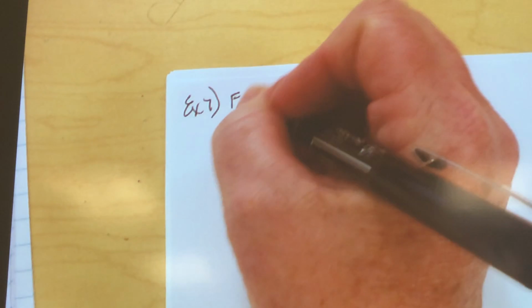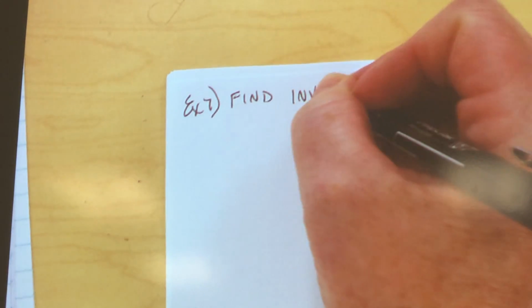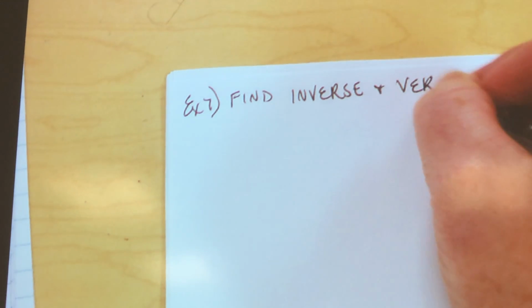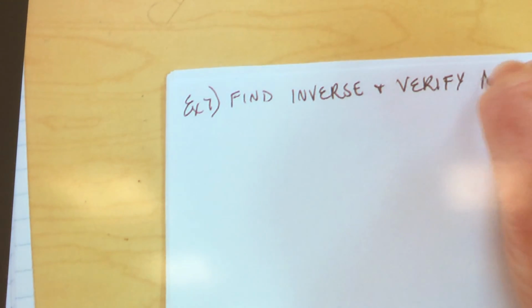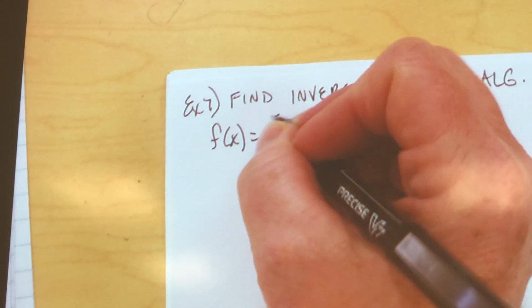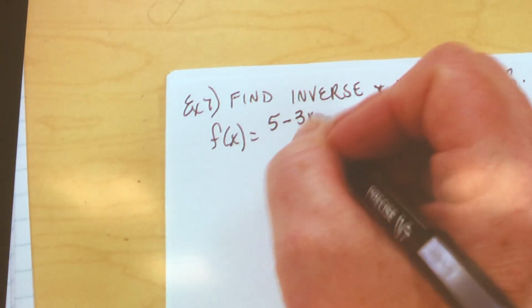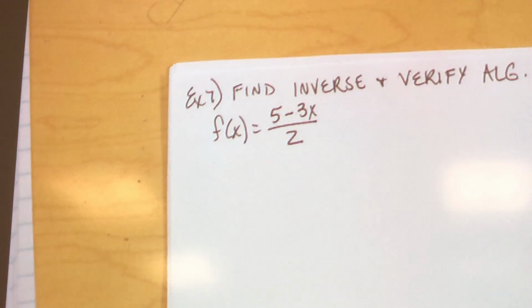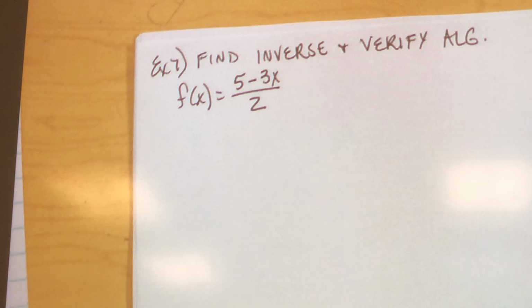I got one more problem. Example 7. Find the inverse and verify algebraically. f of x is equal to 5 minus 3x, all over 2. 5 minus 3x, all over 2. So I'll let you get started on that.